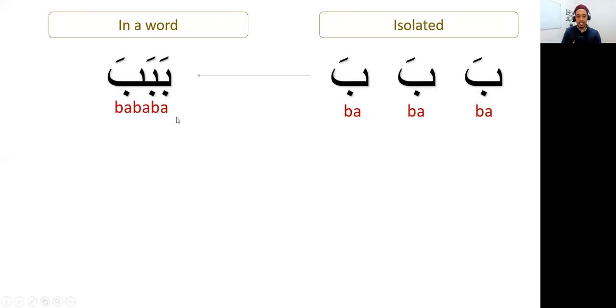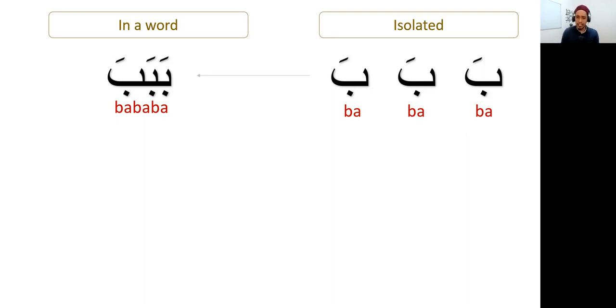Like that over there. Do you see that? So on the right, we have ba, ba, ba. However, once they're in a word, it becomes ba, ba, ba. You guys got that? Once they're in a word, you have to read them with a flow. The Arabic language has a flow, right? So you're going to read them as ba, ba, ba. And I'm going to tell you guys how to work on that.